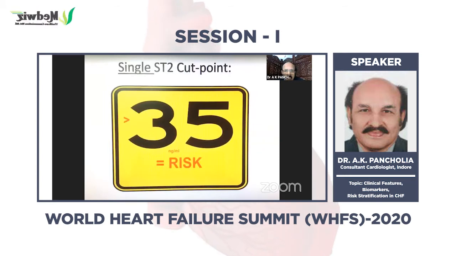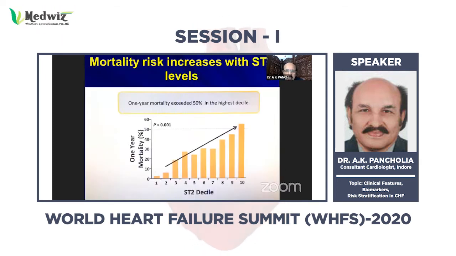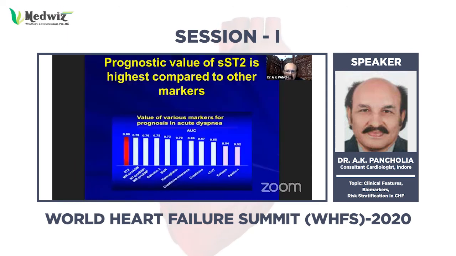Single ST2 cutoff point is 35. If it is more than 35 nanogram per ml, then the risk is high. ST2 is not affected by age, sex, BMI, etiology of heart failure, atrial fibrillation, and anemia, and mortality risk increases with the ST2 levels. In the PRIDE study, it showed high predictive value for death among the patients presenting to the emergency department with dyspnea with the higher levels.